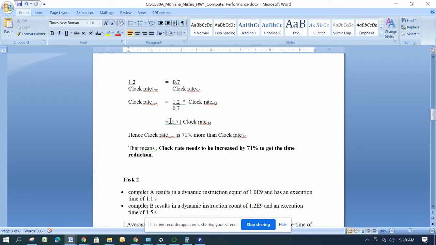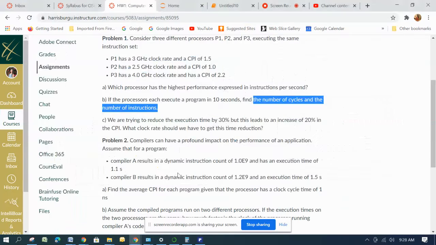That makes it 1.71. That is 1 plus 71 divided by 100. That is like 71% more than the clock rate old, is the clock rate new value. That means you have to set the clock rate. We have to increase the clock rate by 71% to get the time reduction. Okay, so with this, problem one gets solved.